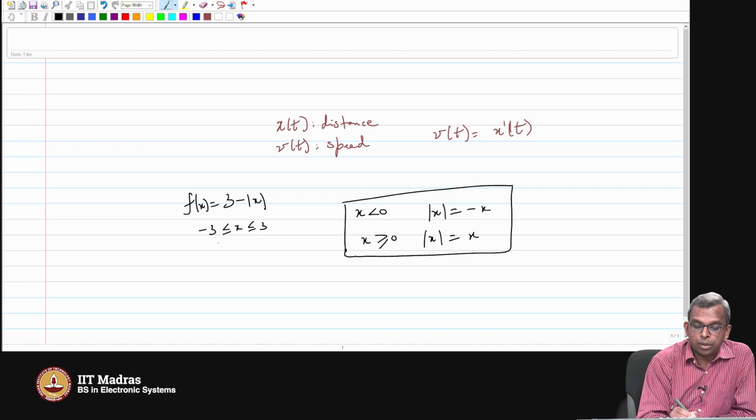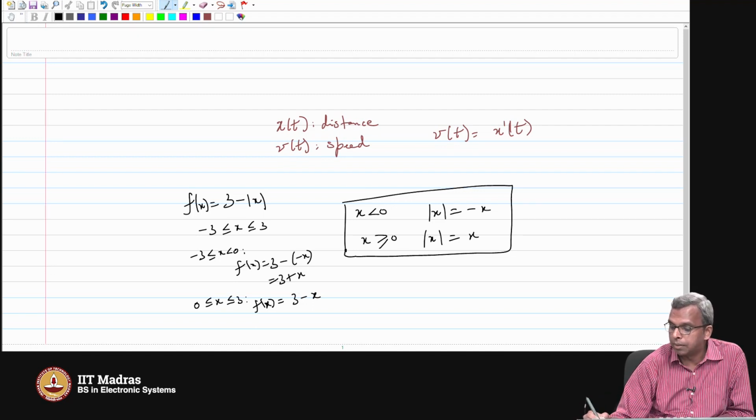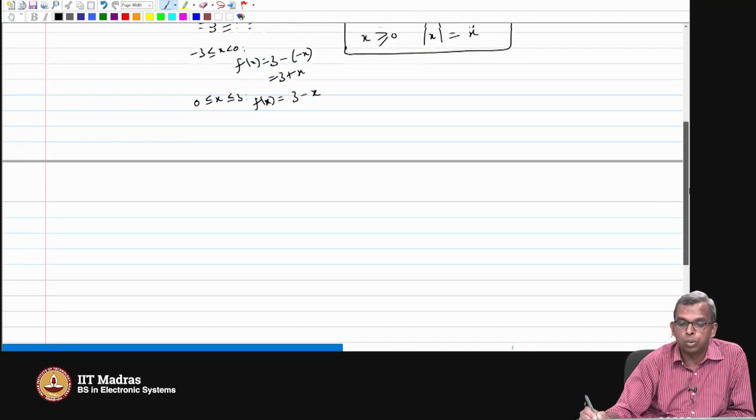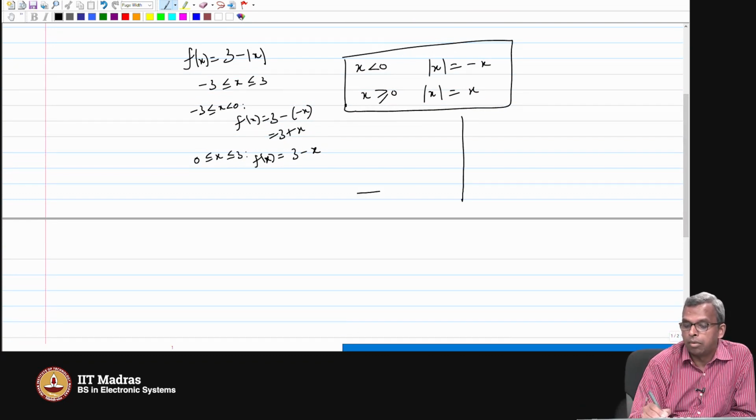So there are two splits here, right? For minus 3 less than or equal to x less than 0, f of x will be 3 minus x, which is 3 plus x. If 0 less than or equal to x less than or equal to 3, f of x will be 3 minus x. Is that okay? So you have to plot these two things. Let's go to this picture here and plot it. So you have minus 3, 3.